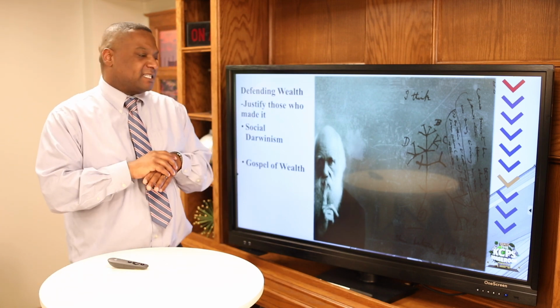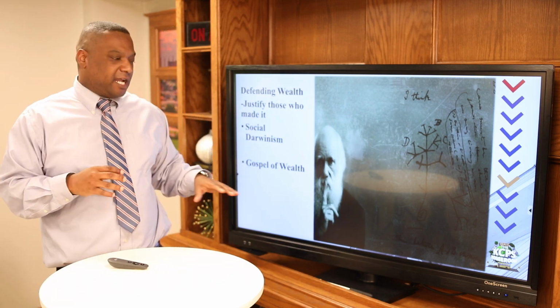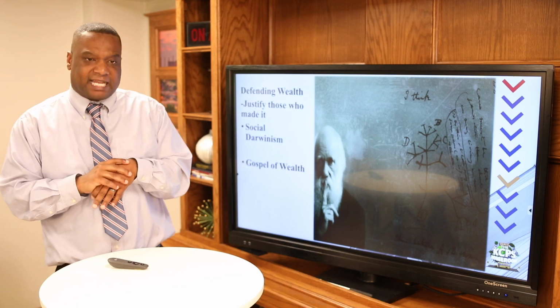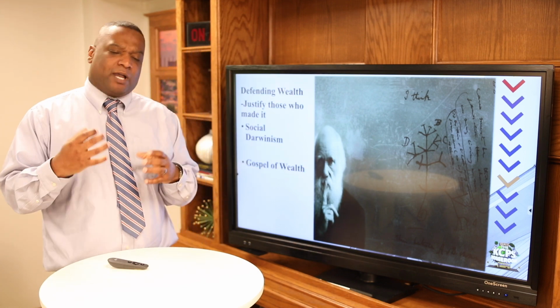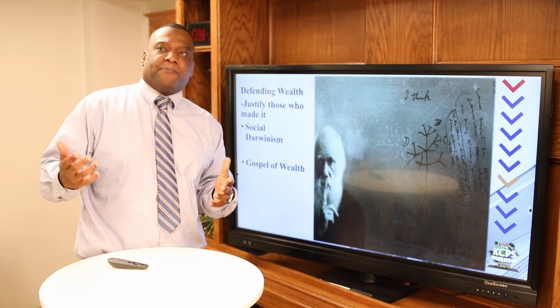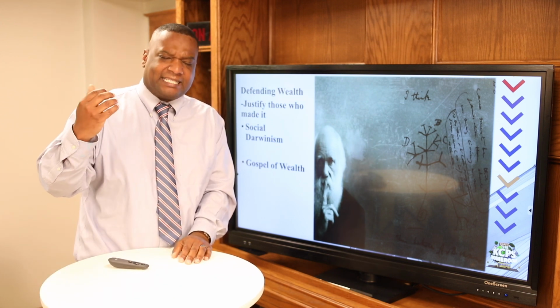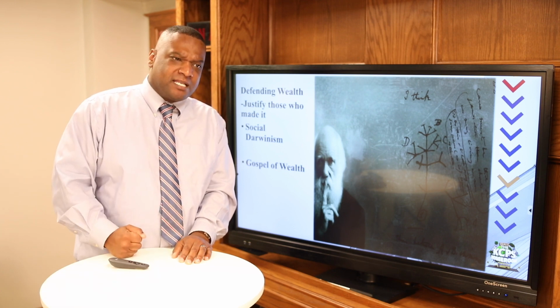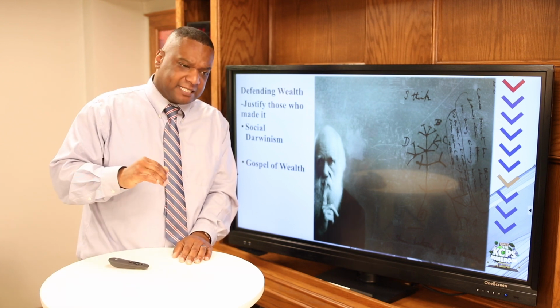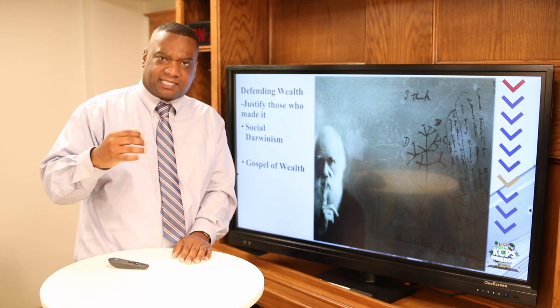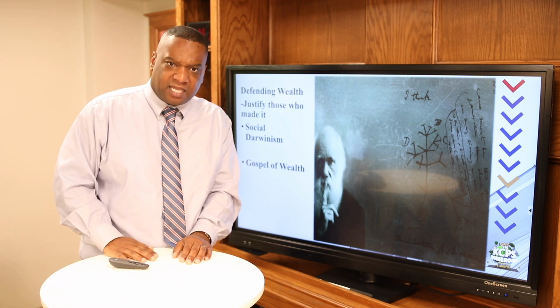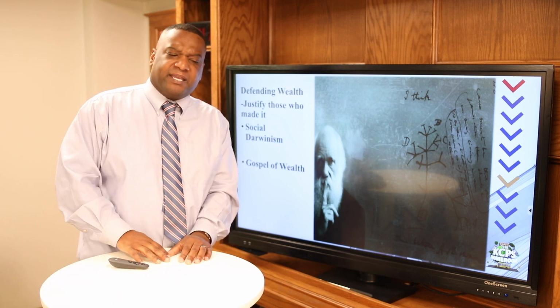Then you have this aspect of the gospel of wealth. And you still see this in American society today. Basically, the gospel of wealth is using your wealth to benefit society. We talk about this time frame, the 1880s, 1890s. This is big time, because after Carnegie sold his business to J.P. Morgan, he realized that he needed to benefit society.